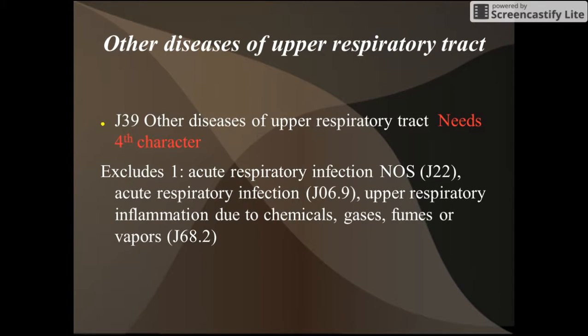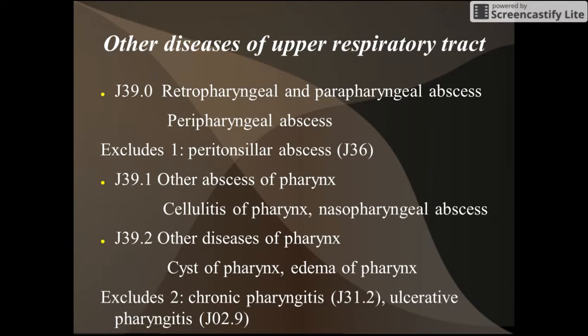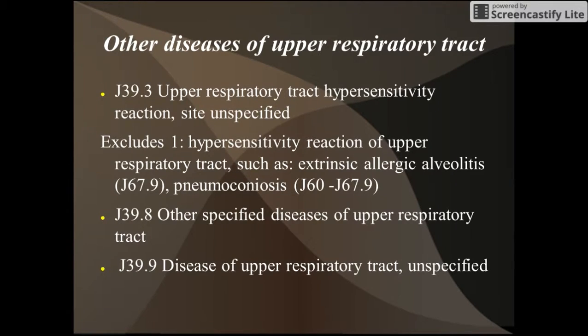J39, other diseases of the upper respiratory tract. It needs a fourth character. J39.0 is retropharyngeal and parapharyngeal abscess. J39.1, other abscess of pharynx. J39.2, other diseases of pharynx. J39.3, upper respiratory tract hypersensitivity reaction, site unspecified. J39.8, other specified diseases of upper respiratory tract. And J39.9, disease of upper respiratory tract, unspecified.